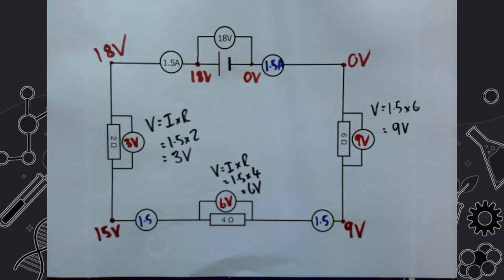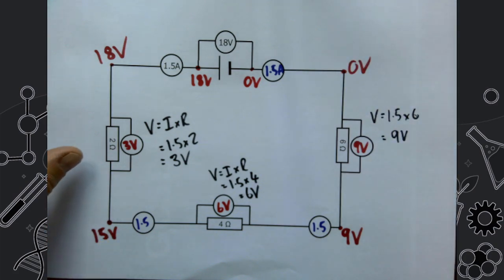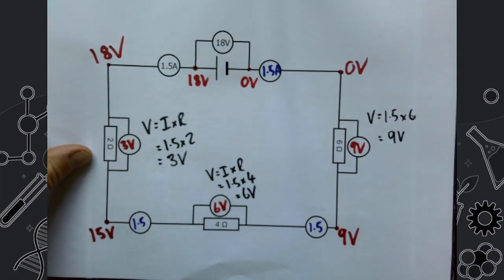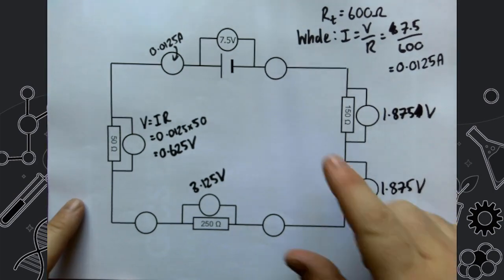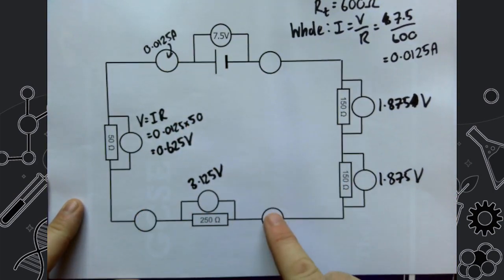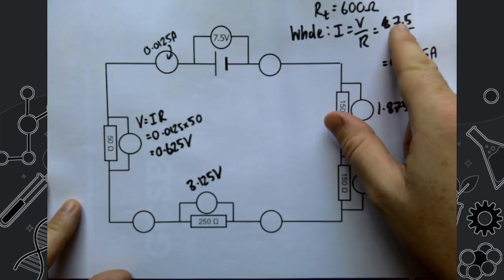I want to show you another circuit. I did this one earlier. Here again, I don't want to write it all out. I'm going to just talk you through this one. So here is another circuit. Now here we weren't given any of the values. We had to use Ohm's law for the whole circuit.